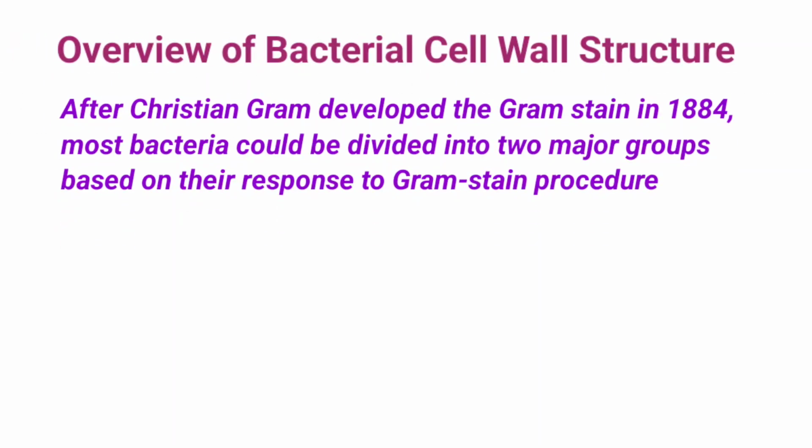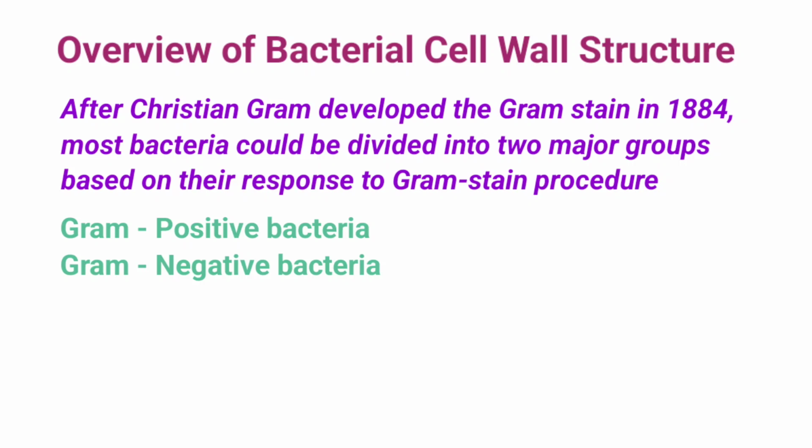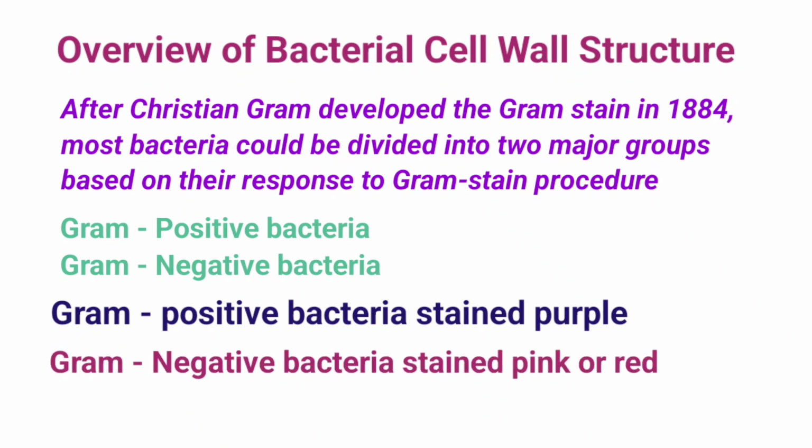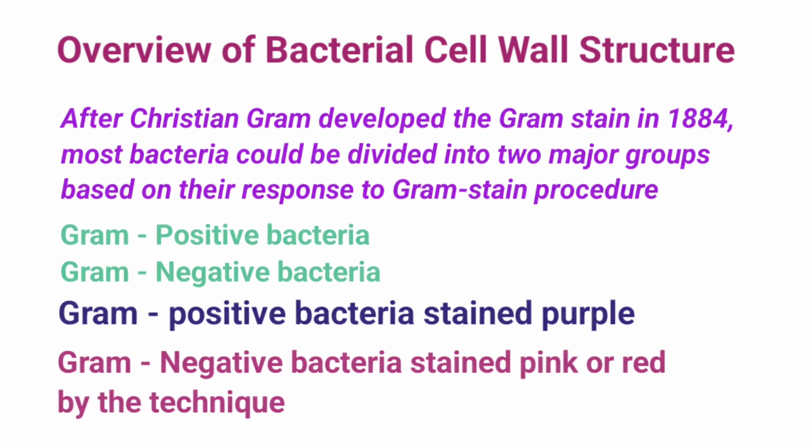After Christian Gram developed the Gram stain in 1884, it soon became evident that most bacteria could be divided into two major groups based on their response to the Gram stain procedure, that is, Gram positive bacteria and Gram negative bacteria. Gram positive bacteria stained purple, whereas Gram negative bacteria stained pink or red by the technique.